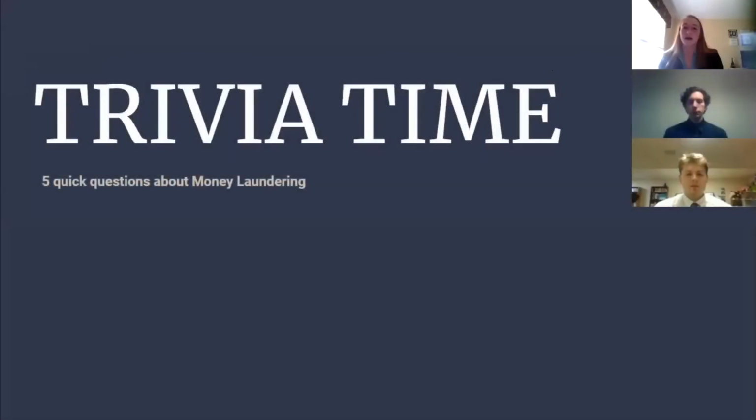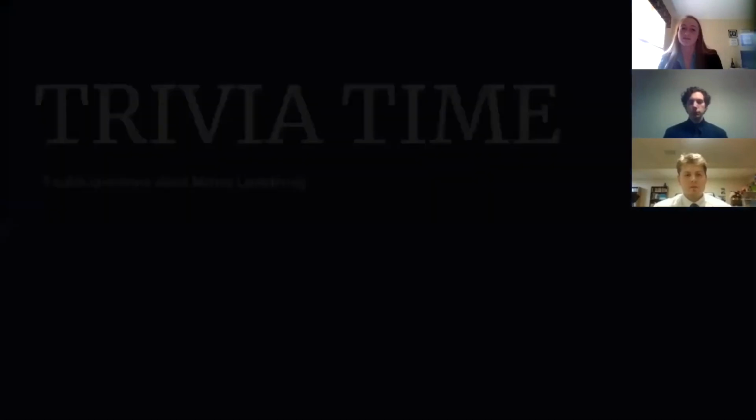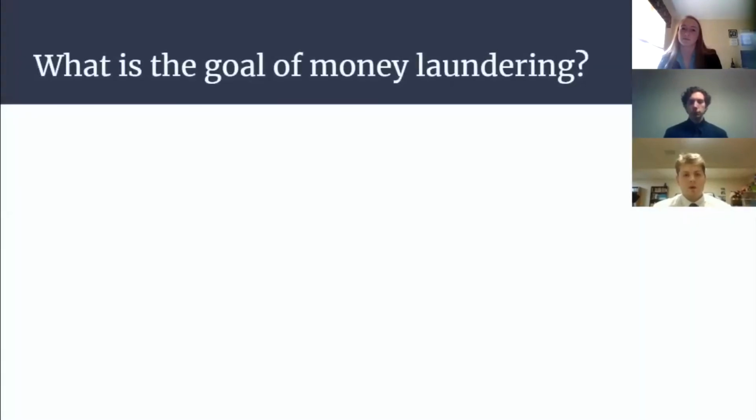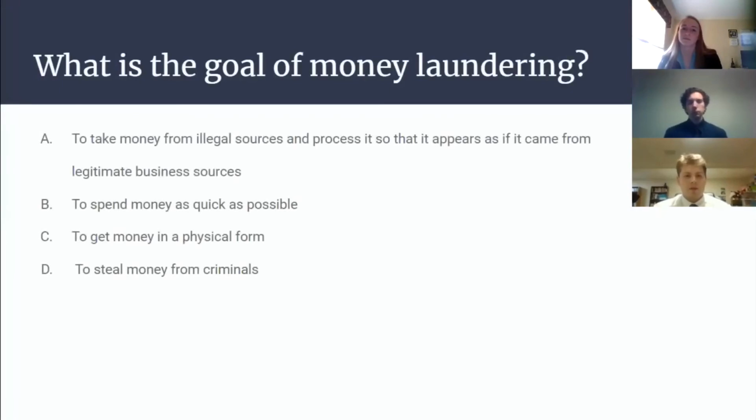Now we're going to give you 5 quick questions to test your knowledge about money laundering. What is the goal of money laundering? A, to take money from illegal sources and process it so that it appears as if it came from legitimate business sources. B, to spend money as quick as possible. C, to get money in a physical form. Or D, to steal money from criminals.